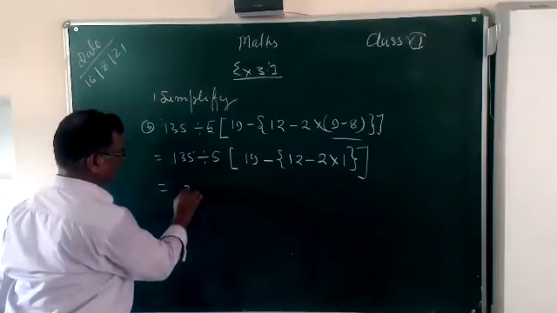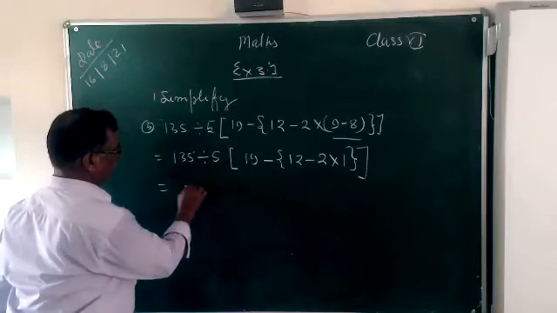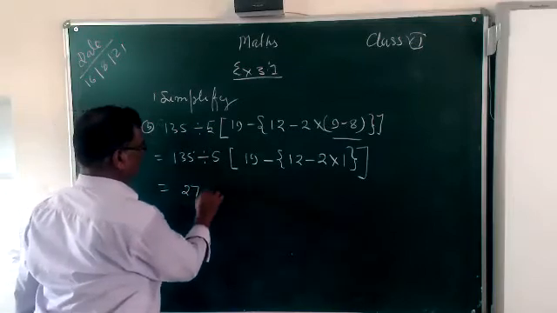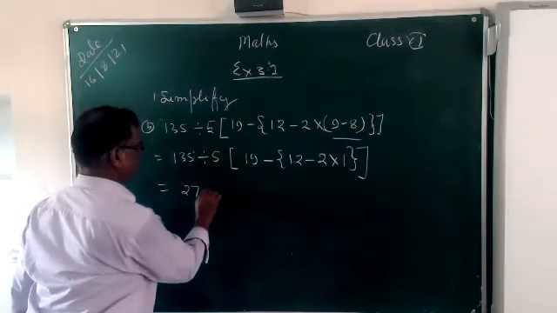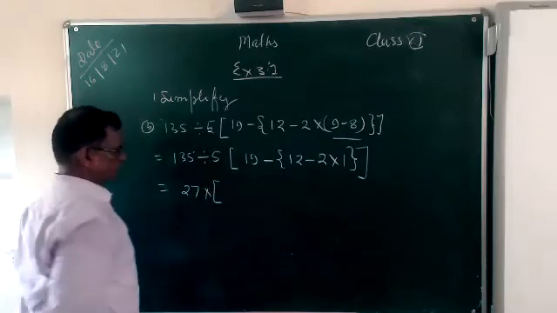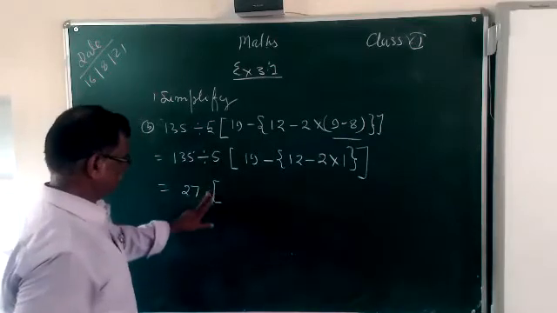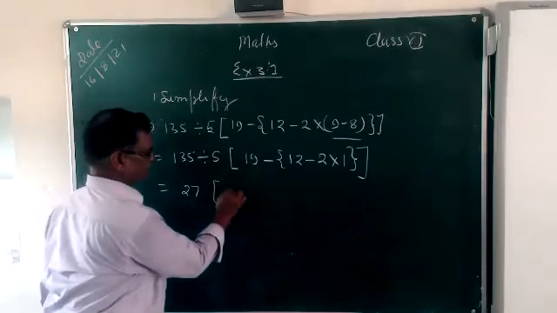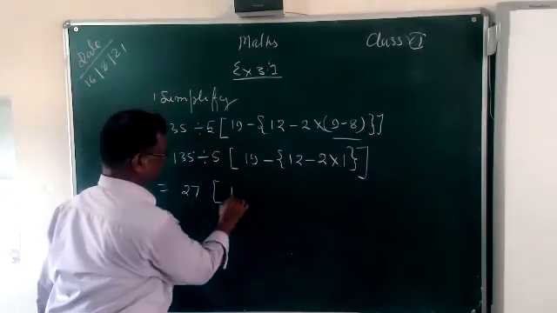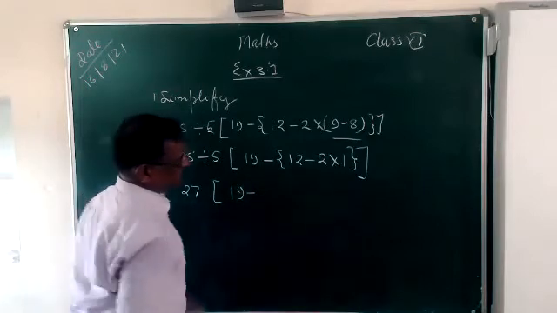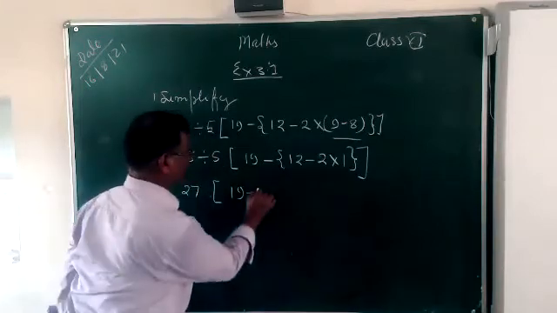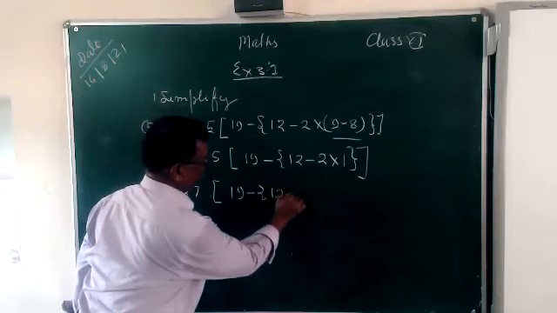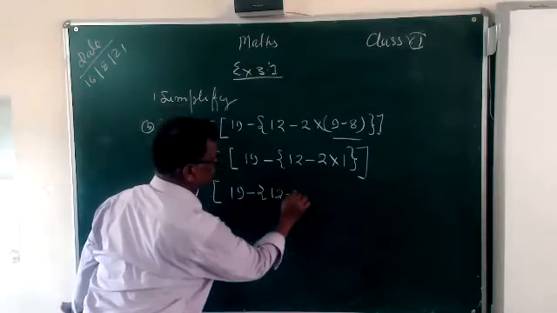35 divided by 5 is 7, and 27 coming, and then here is multiplication. Write the multiplication sign, or no need to write it. If there is no sign given, then suppose the multiplication. In the square bracket 19 minus, now remove the curly bracket. In the curly bracket 12 minus 2 into 1 is 2.